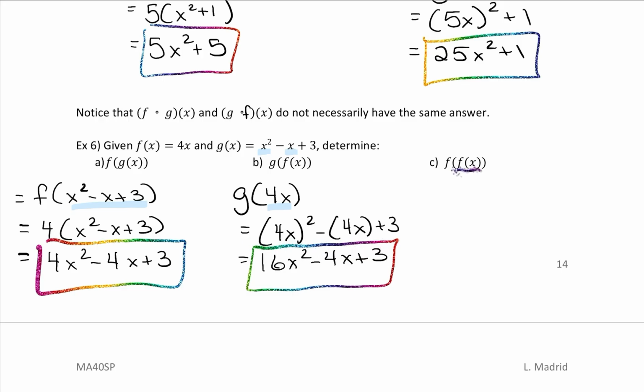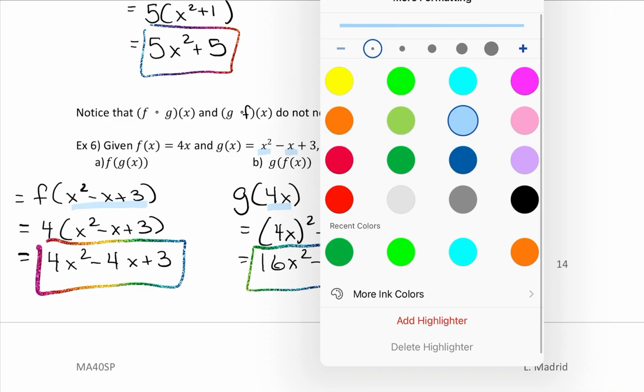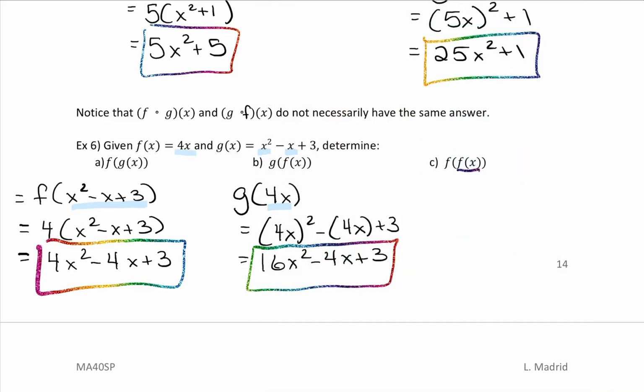For C, you're starting with your inner function of f of x, which is 4x, so this becomes f of 4x. Okay, and then you're using the same function, but now everywhere you see an x, you're putting in 4x. So instead of 4x, it's 4 times 4x, which is 16x.